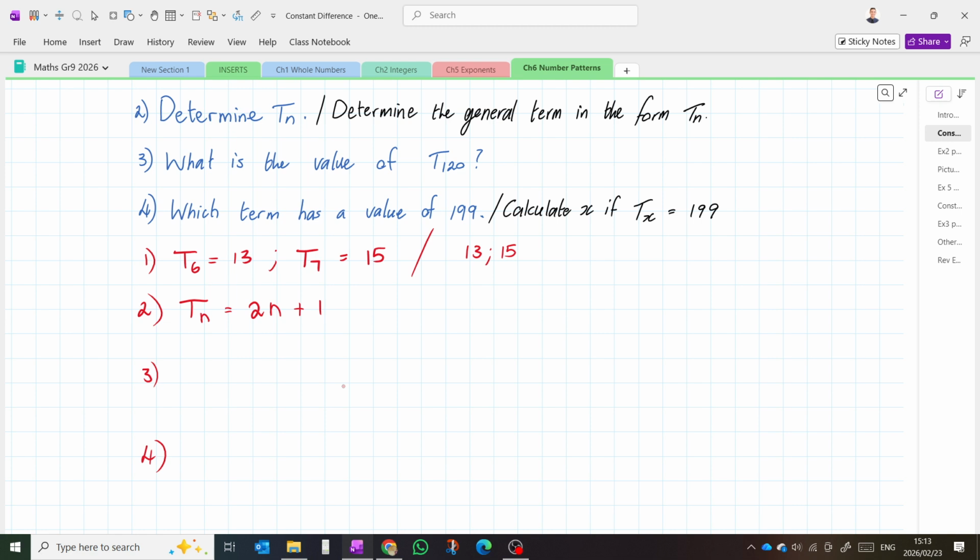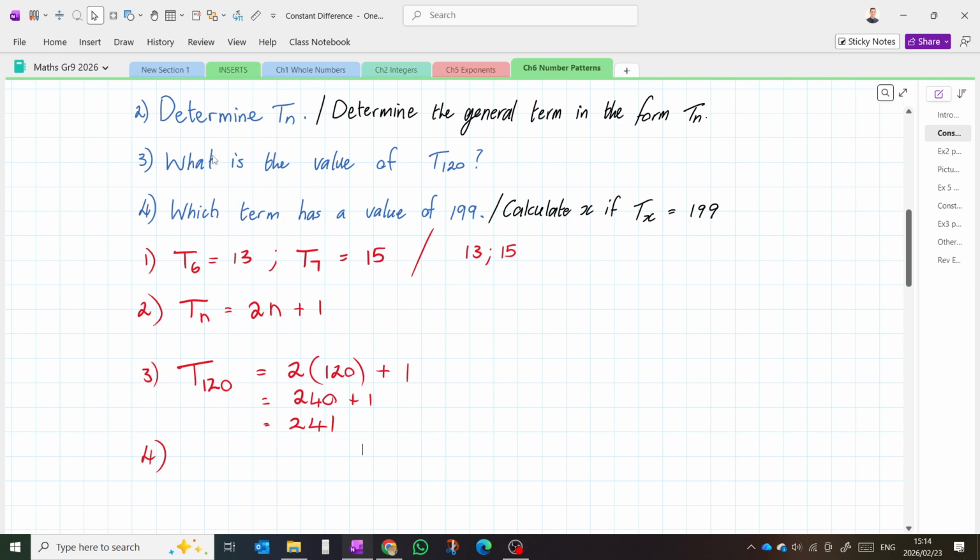So all we're going to say is that term 120 has to be equal to 2 times 120. Once we replace n at the bottom here, we replace it in our formula as well. And to that we still have to add 1. Right. 2 times 120 is 240, plus 1 is going to be 241. So that means term 120 has a value of 241. If you went and wrote out the number pattern to the 120th term, you would have found it to be 241.